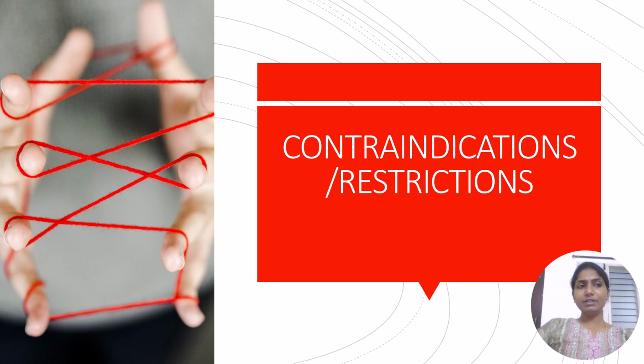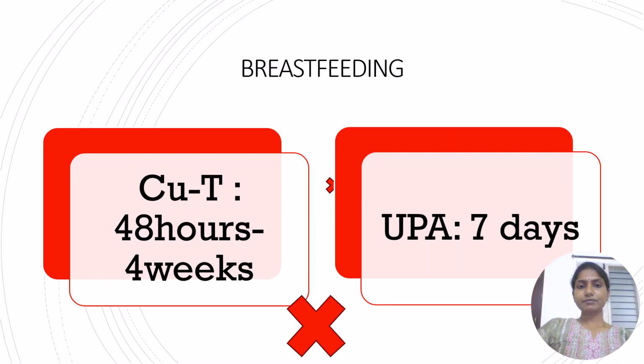As I already told, if there are any drug interactions, ulipristal acetate cannot be given, and in such cases, levonorgestrel can be given. As such, there are no contraindications or restrictions for levonorgestrel. Even if there is hepatic impairment, ulipristal acetate should not be given.